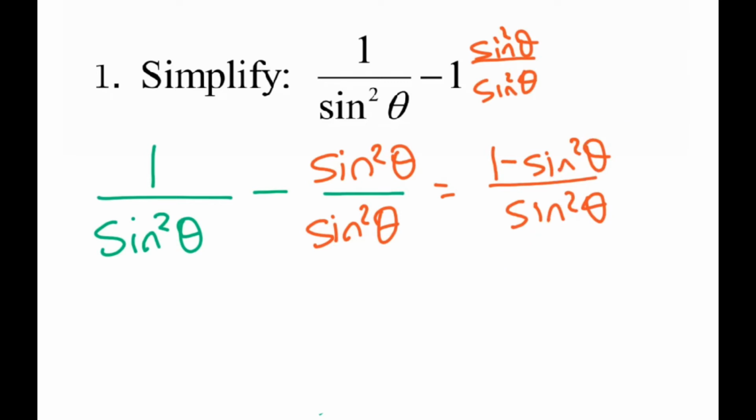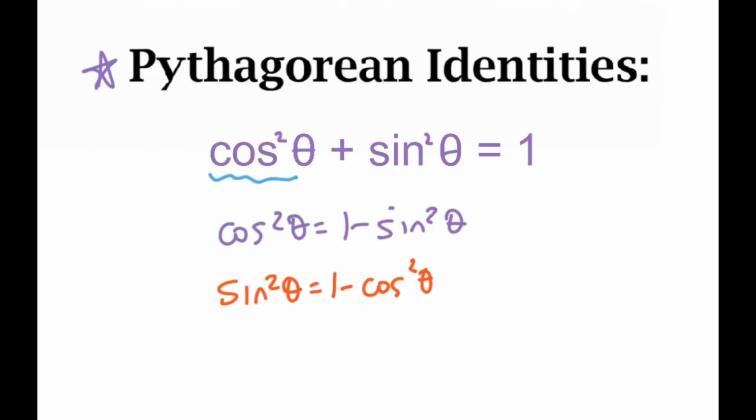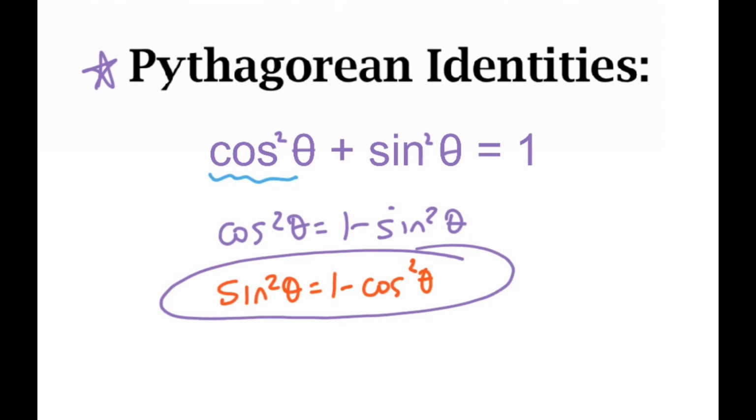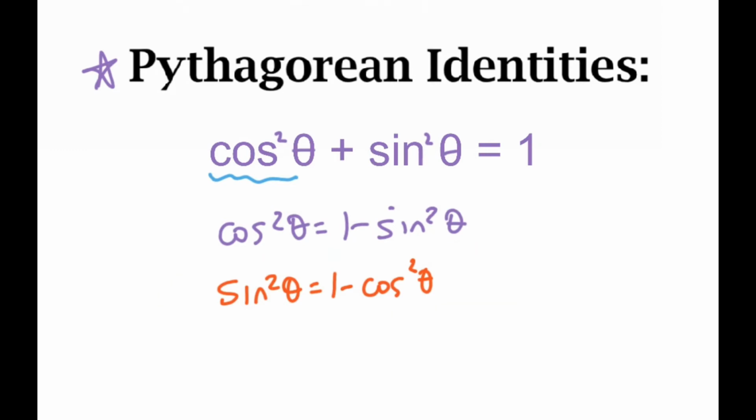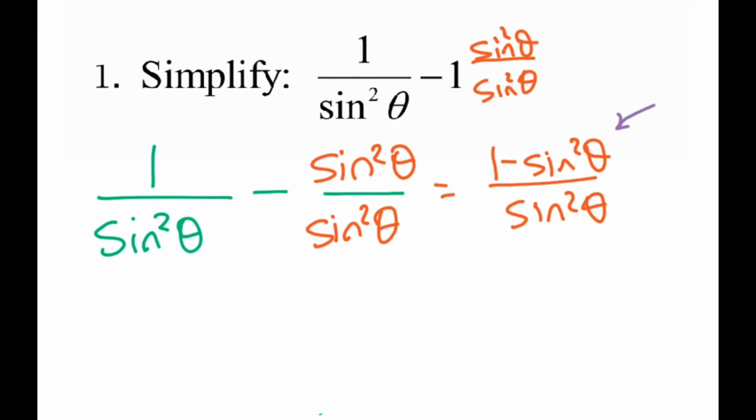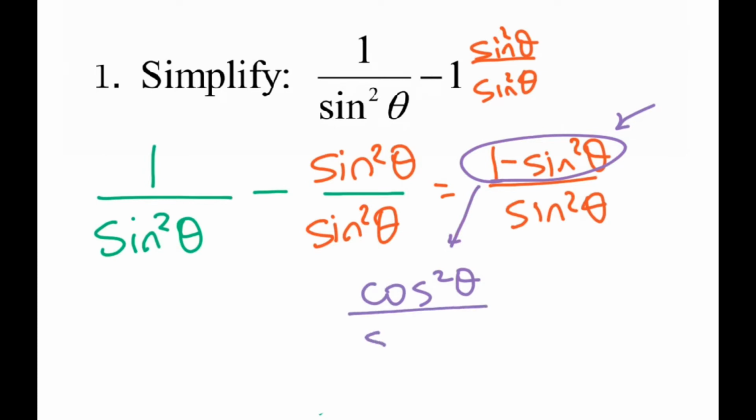Now, if you remember back on our previous page with Pythagorean identities, look at what we have right there. Sine squared theta is equal to 1 minus cosine squared theta. So if we come right here, instead of that numerator, I could write cosine squared theta. So instead of this, I'm writing cosine squared theta and then over sine squared theta.